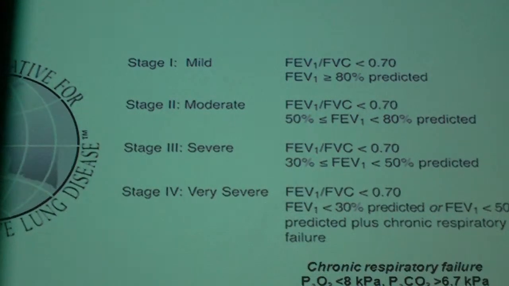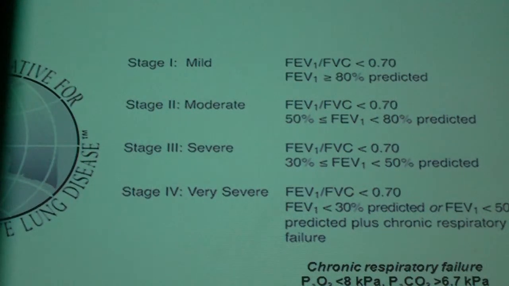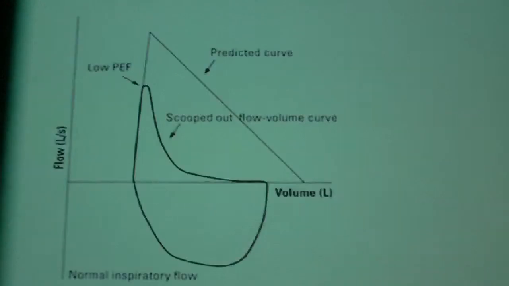Also there, if the FEV1 is below 50%, but there are signs of respiratory failure in the blood gases, which I'll explain in a minute, then we also have very severe COPD. And the volume time curve is very easy to interpret and to explain what COPD is, but this is the most used curve in clinical practice. And this is a flow volume curve.